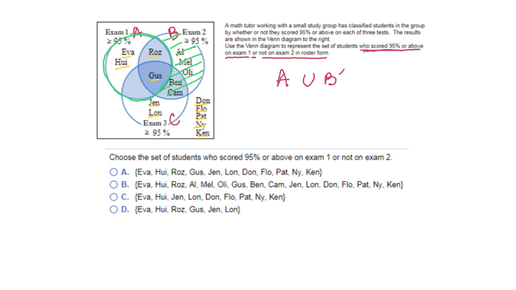Let me see if I can find the right answer on here. Let's see, Ross and Gus, Jen, Lon. So it looks like my answer is going to be answer A. Once again, what we did was focus on the Venn diagram for students who scored 95% or above on exam 1, so that would be my set A. Then we looked at the word "or" and said this means union. And not on exam 2 means not B. And once again, I just used the Venn diagram rather than writing all the names out.